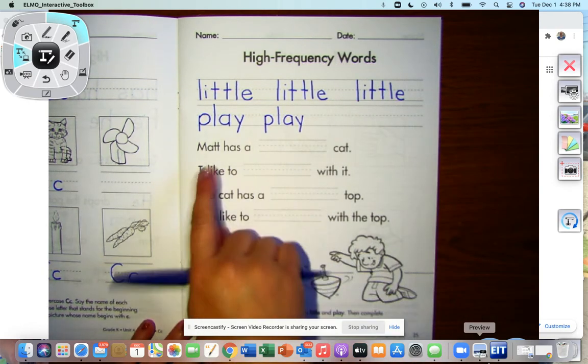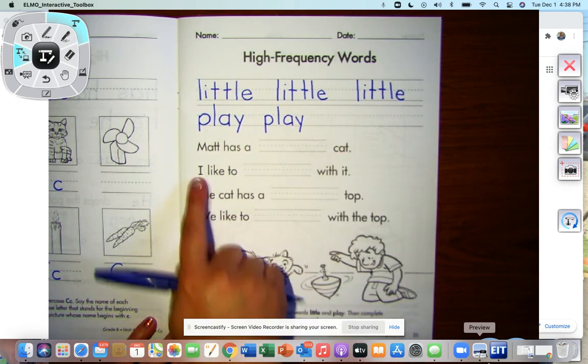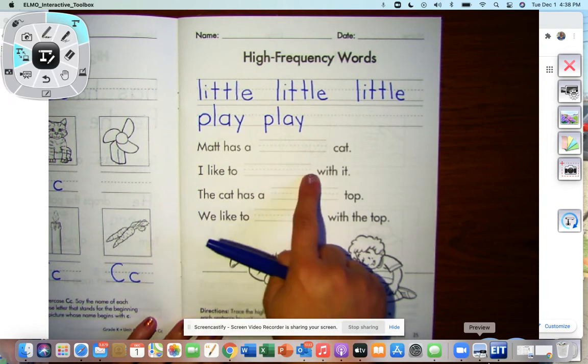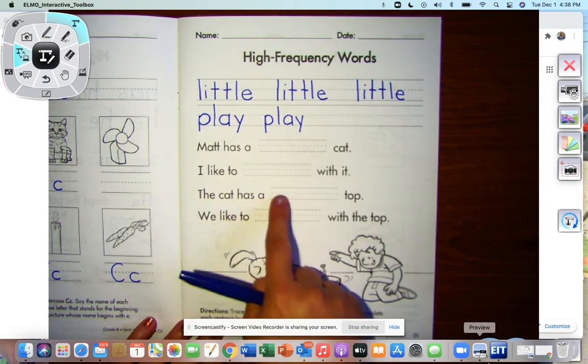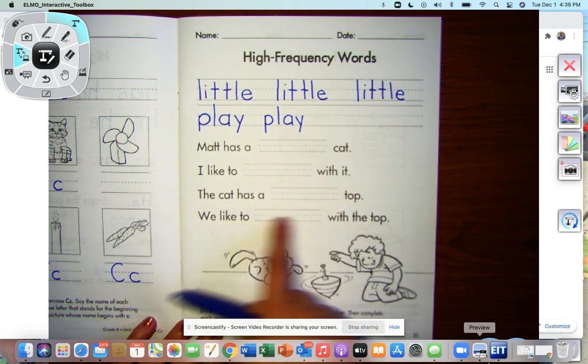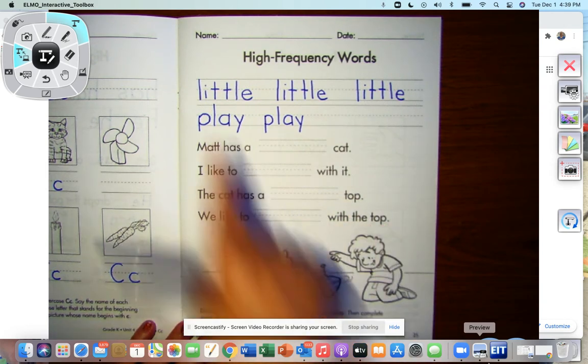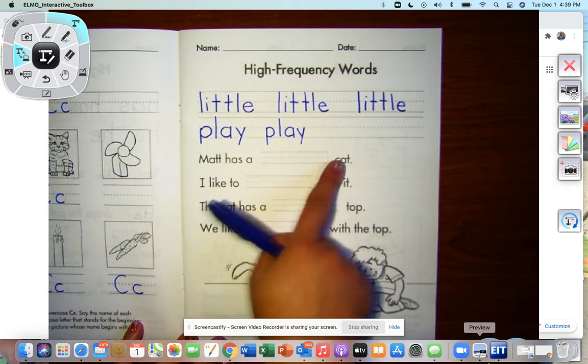Now we have Matt has a blank cat. I like to blank with it. The cat has a blank top. We like to blank with the top. And we're going to be using little or play, so it has to make sense when we fill in our blanks.